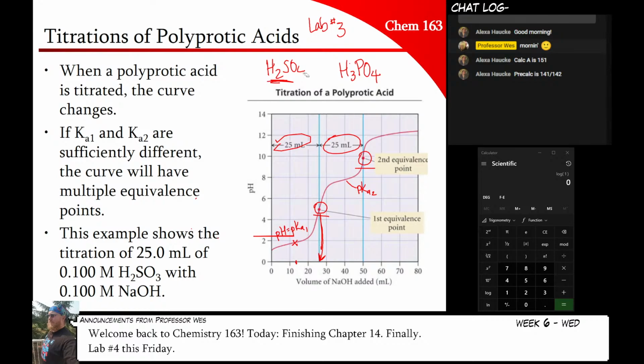Oh, this is H2SO3. Yeah, that makes sense, because it would be a weak acid. I was just writing down the first polyprotic acid I could think of.